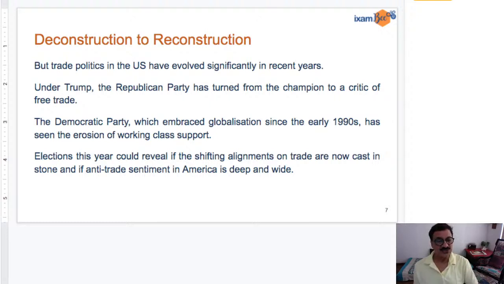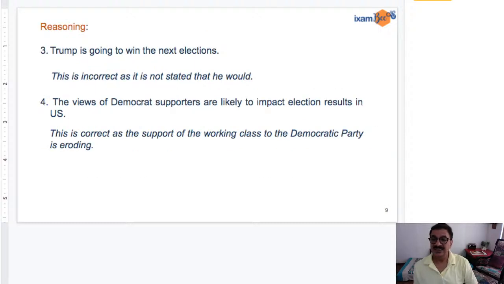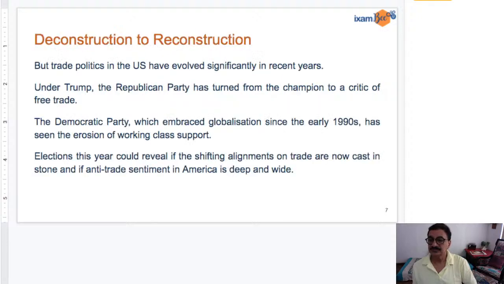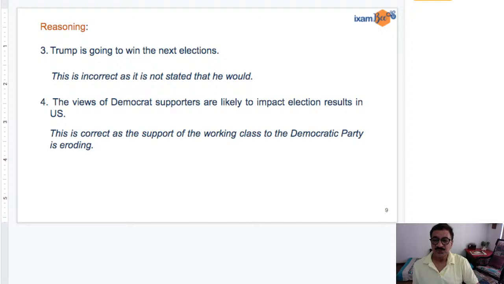Yes, we can't infer about the final result, but the fourth question says the views of Democrat supporters are likely to impact election results in US. Yes, we can't infer about the final results, but the views of Democratic supporters are likely to impact the election results. Yes, this is correct, as the support of the working class to the Democratic Party is now eroding. So if the Democratic supporters are going to change their stand, they are losing faith, it may impact the election results most likely.